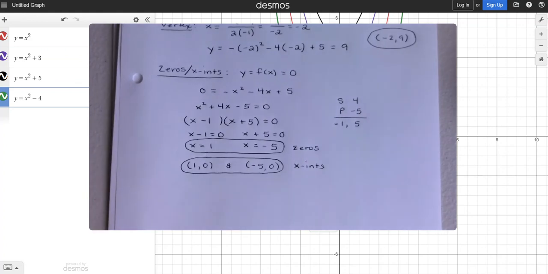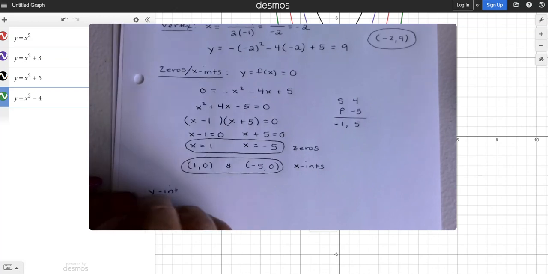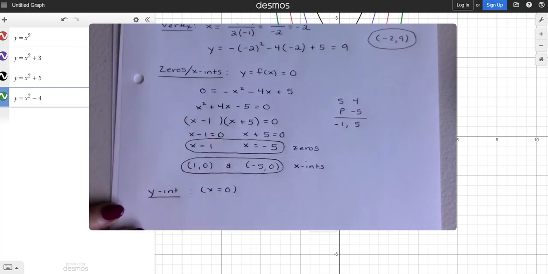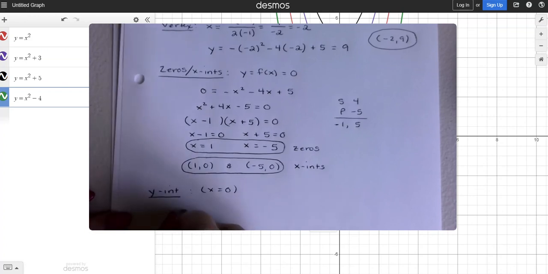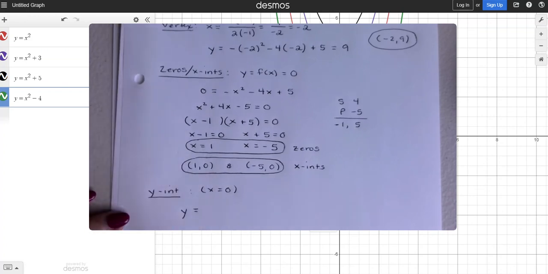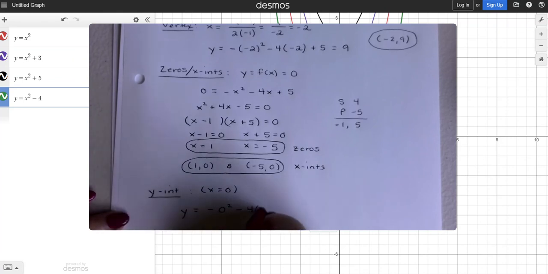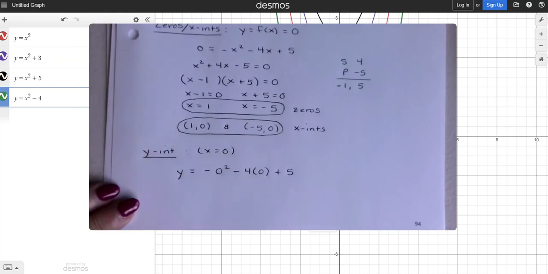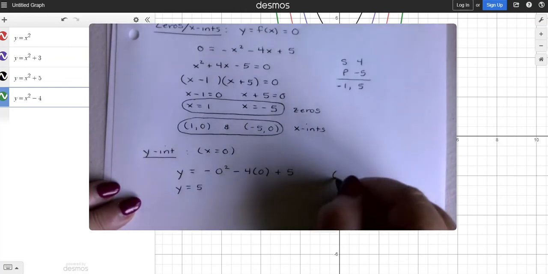Okay. Let's just go ahead and get the y-intercept while I'm over on this page, and then we'll bring that all over to the next page at once. For the y-intercept I have to put in x equals 0. So I would have y equals negative 0 squared minus 4 times 0 plus 5. And of course, all that's just 0, so I just end up with y equals 5. And my y-intercept is (0, 5).